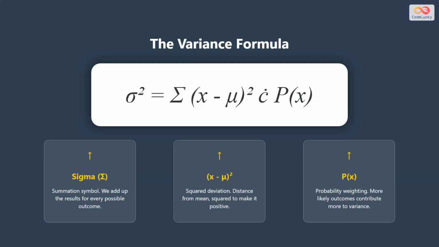Here is the formula for variance, denoted as sigma squared. It looks intimidating, but it tells a story. We take the difference between each value x and the mean mu. We square that difference to make it positive. Then, crucially, we multiply by the probability p of x. Finally, the big sigma symbol tells us to add everything up.